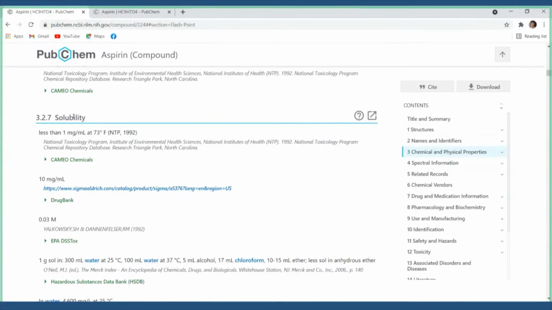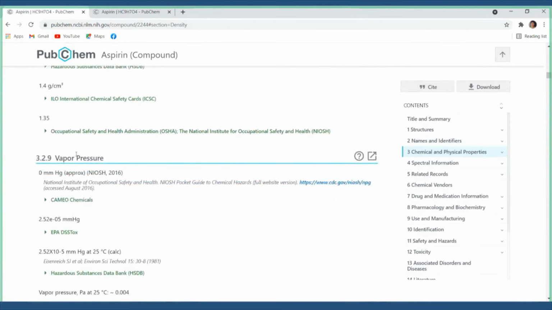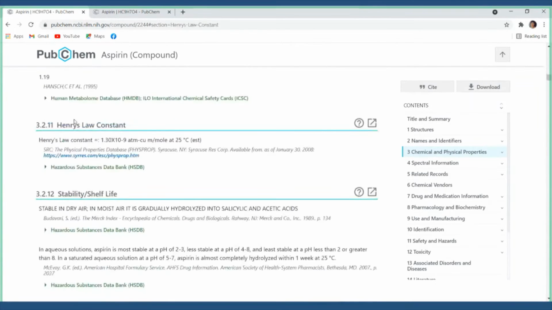Solubility. Is it soluble in water? You see less than 1 milligram, so it's soluble in water to some extent. You have the density of the drug, the vapor pressure, everything, the lipid solubility, everything.